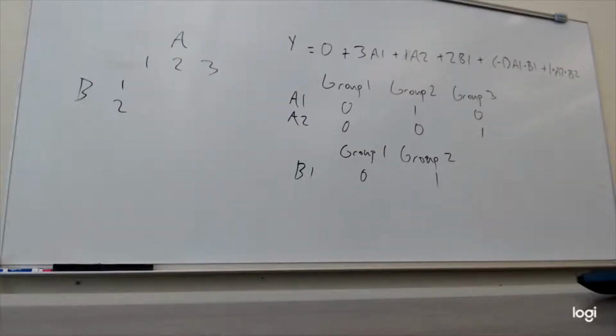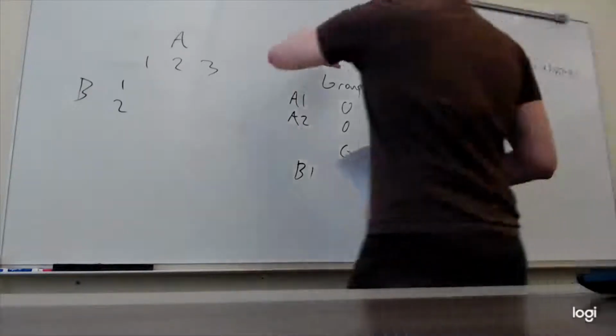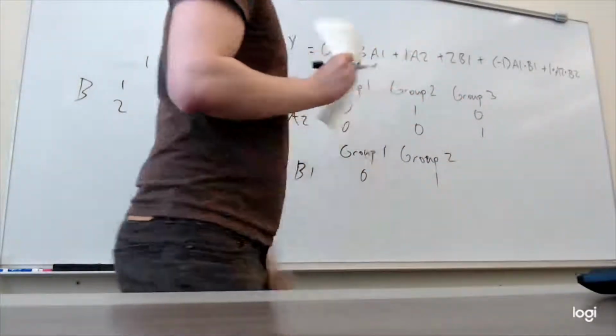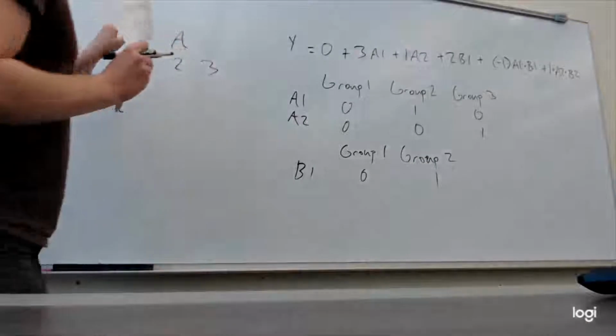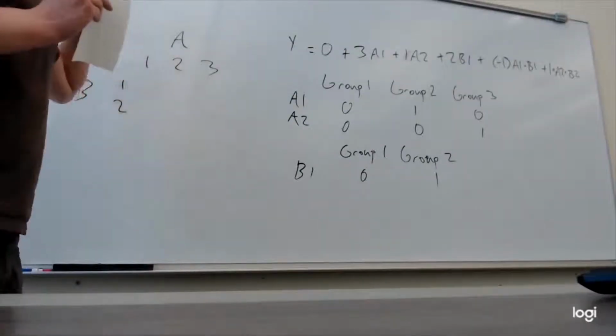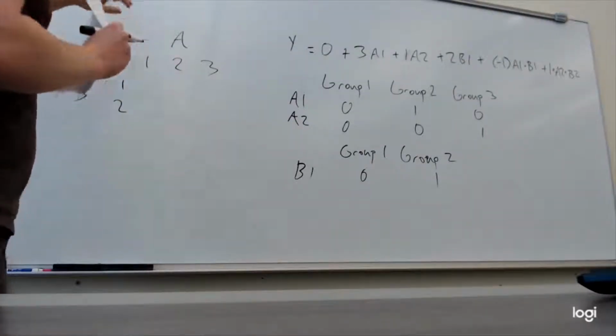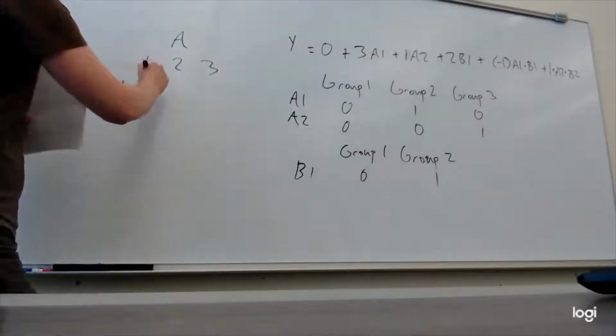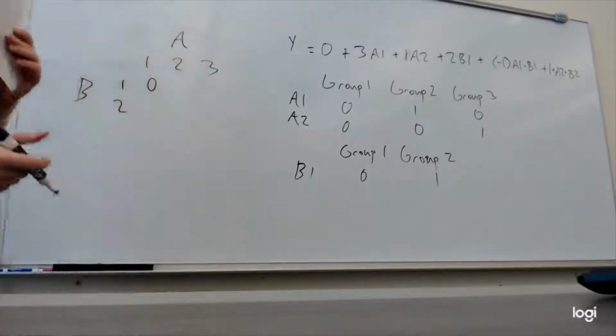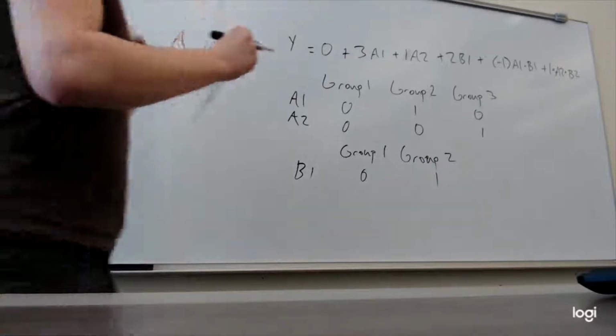The reference group tells you how to think about the intercept. So given that, what mean does the 0 tell us? The mean of group 1. Group 1 on which variable? A, and 1 on B. Yep. So we look here, we can fill in a 0 there. That's our starting place.